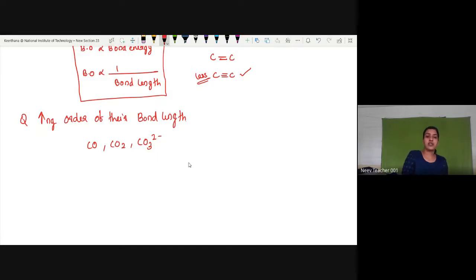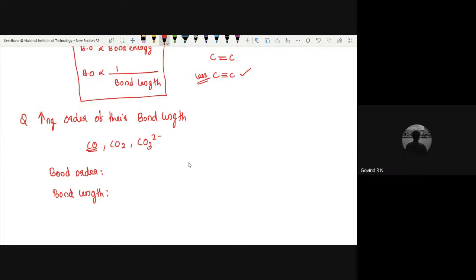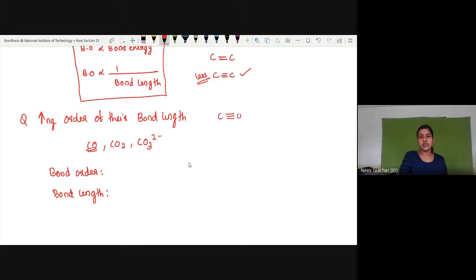First, arrange in the order of bond order. Then it will be easy to arrange in the order of bond length, because it will be opposite. As we know, bond order is inversely proportional to bond length. So what is the bond order in CO? It is 3. The third is a coordinate bond, and we already discussed it. So the bond order of CO is 3.